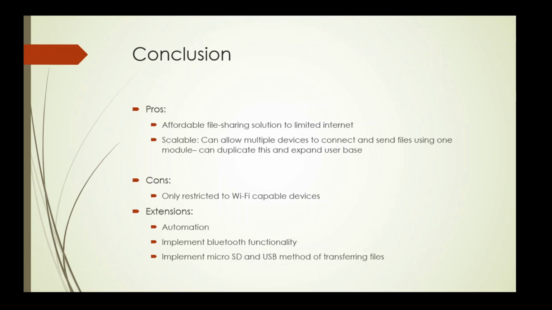Now our conclusion. The advantage of our API is that it's an affordable way to download files, and it can be scalable for larger schools. The disadvantage is that it's only limited to Wi-Fi capable phones. What we plan on extending is the ability to use Bluetooth, USB, and micro SD to send files, and automation of the demonstrator as well.